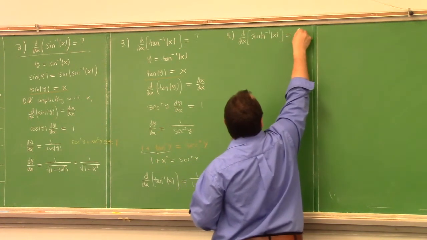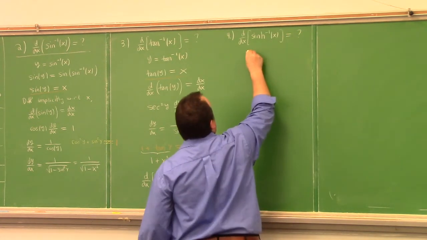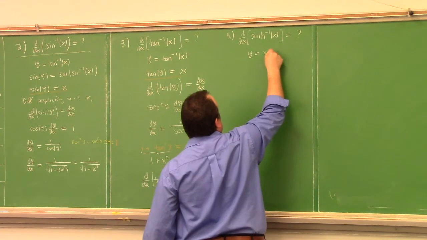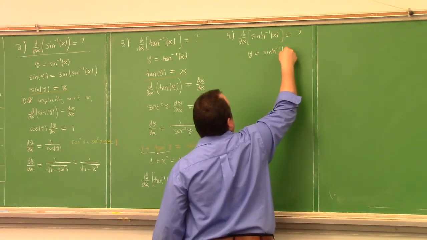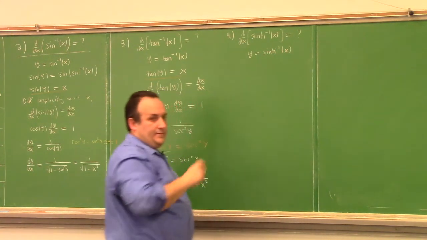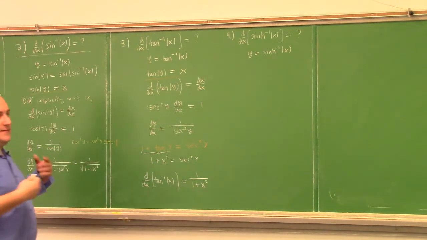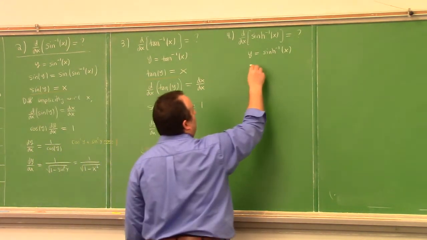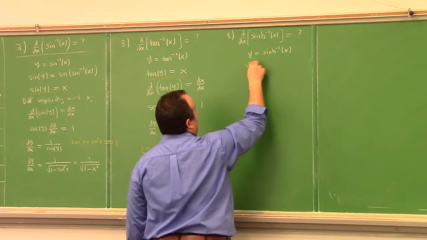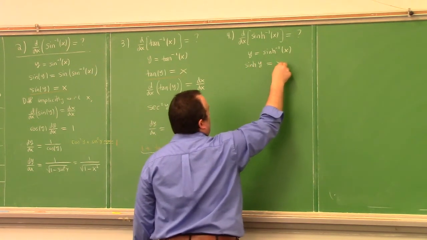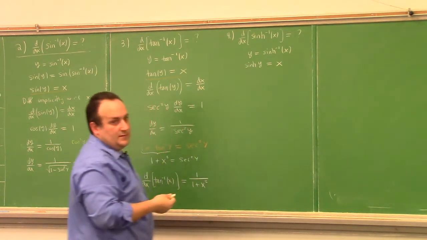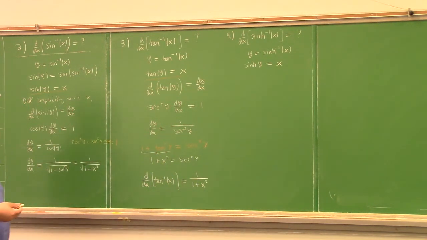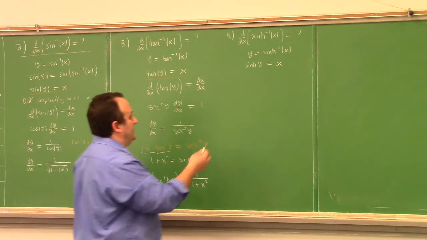All right, so what's my opening move? y equals the thing we're trying to differentiate, right? Again, next move, solve for x. So sinh of y equals x. What do we do next? We differentiate implicitly, just like we did last time.